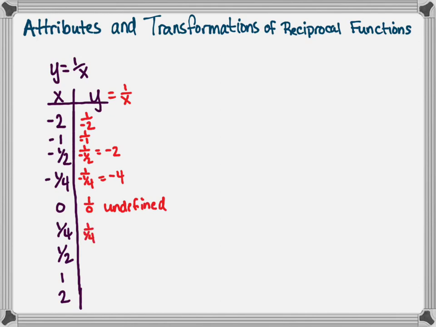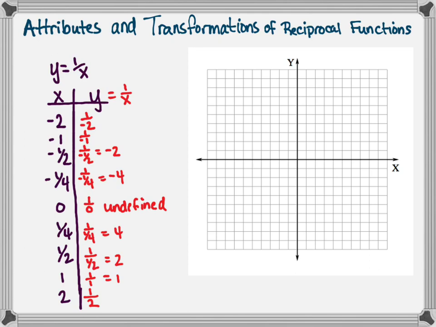For 1/4, I have 1 over 1/4, which is 4. For 1/2, I have 1 over 1/2, which is 2. For 1, I have 1 over 1, which is 1. And for 2, I have 1 over 2. So looking at this graph again, let's plot some points.